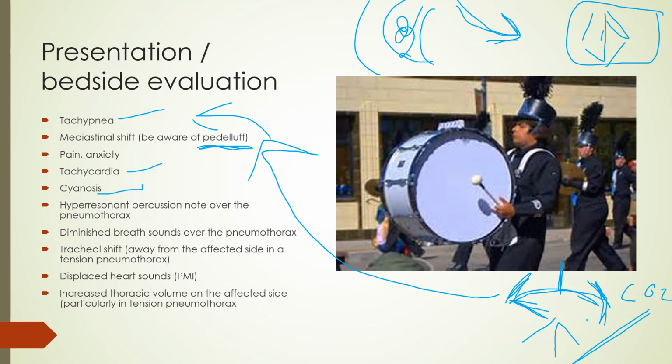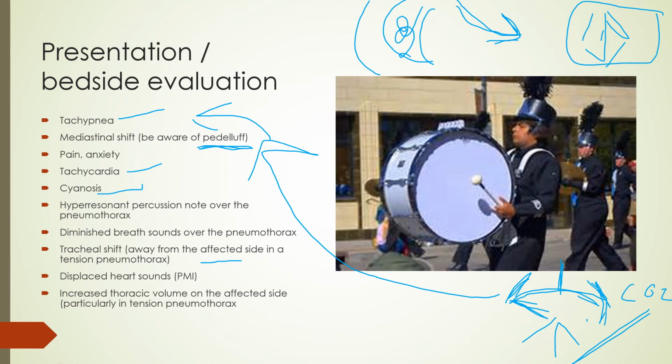Tracheal shift, remember it goes away from the affected side in a tension pneumothorax. It runs away, stranger danger. Displacement of the heart sounds, the PMI can shift. Now remember, the point of maximal intensity for your heart is supposed to be between like the 4th and 5th intercostal space, mid-clavicular on that left side.